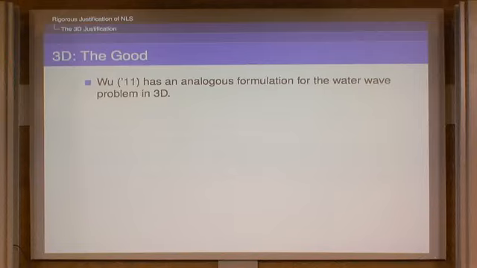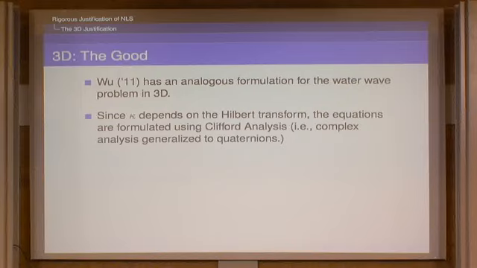Okay, so first, I'll tell you about the good aspects of this. Well, CJ has a formulation that's analogous to what you did in 2D in the 3D problem. Now, in order to write down the change of variables that we had before, remember, it depended on the Hilbert transform, and so now you have to say, what should we take in the 3D problem that corresponds to the Hilbert transform? So we need a generalization of complex analysis, and it turns out such a thing exists. It's called Clifford analysis, and if you've never heard of it before, it's really quite beautiful stuff.